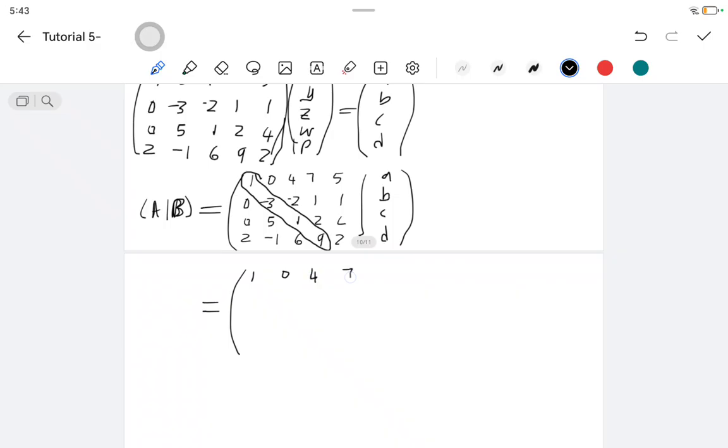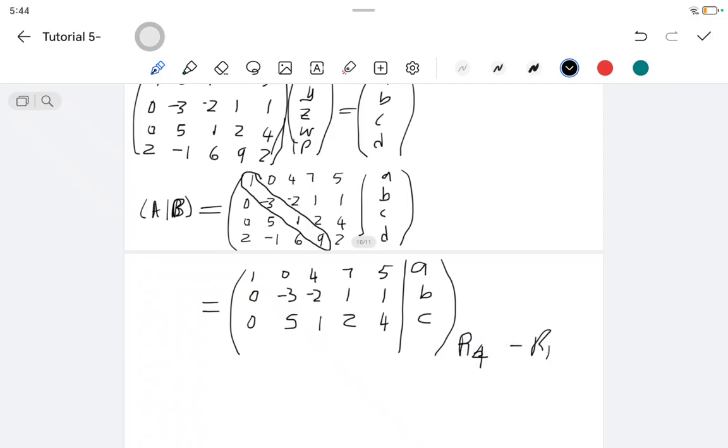1, 0, 4, 7, 5. A: 0, minus 3, minus 2, 1, 1. B: 0, 5, 1, 2. This is 4, right? 4. C. Then once you change that to a 0, it's row 4 minus row 1, right? But the constant of row 4 is 2, the constant of row 1 is 1.